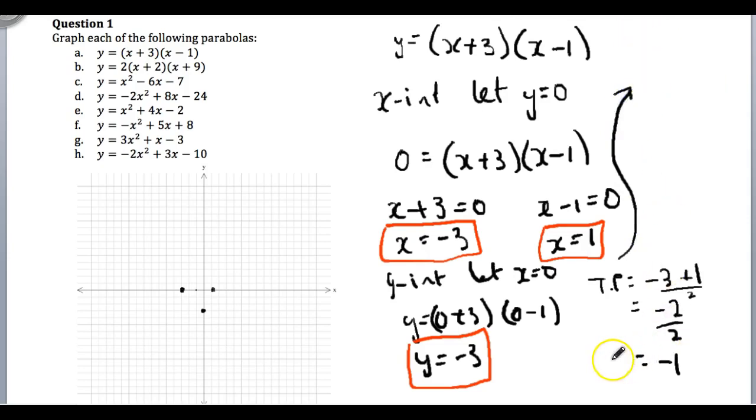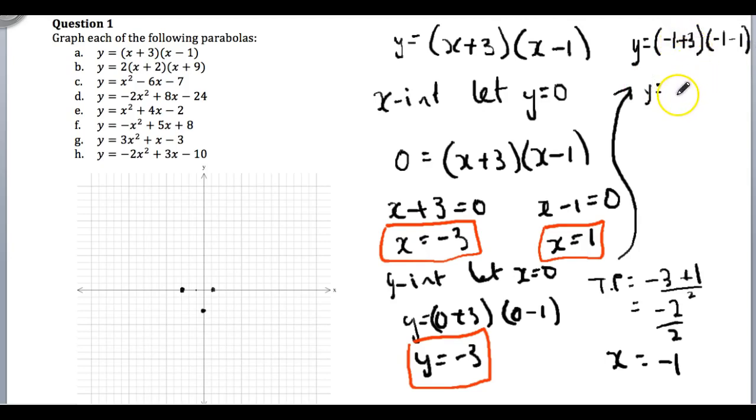So let's just go up here and do that. This part here is just working out the x-coordinate. You also have to find out what the y-coordinate is. So all you do is substitute -1 into your equation. So -1 plus 3, -1 minus 1.